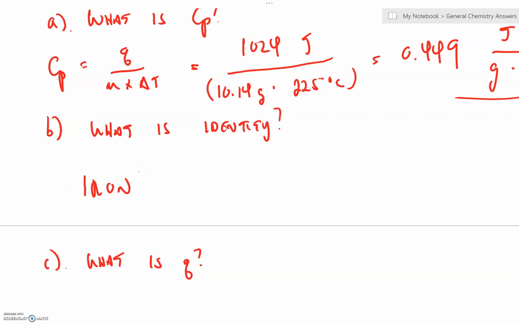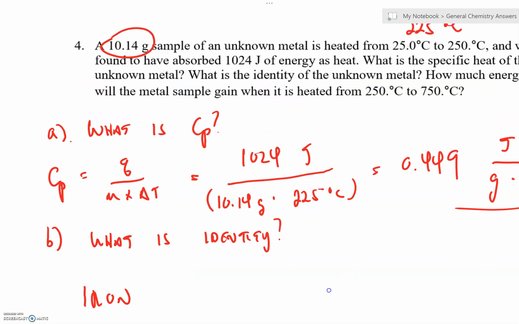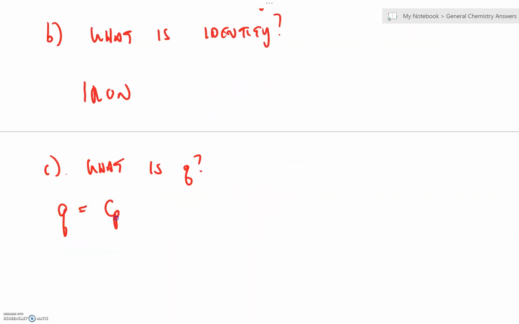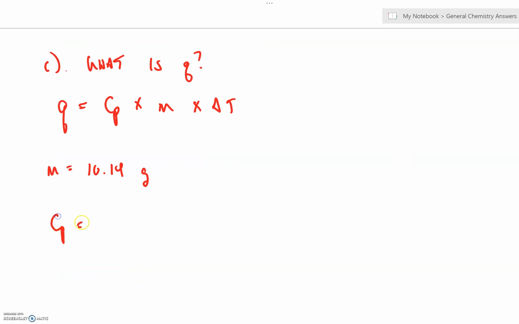And finally, it is asking, what is the Q? The mass hasn't changed, the identity hasn't changed, but we are now going from 250 to 750. That's a change of 500 degrees Celsius. So what is the Q if we go from 250 to 750? Well, our mass hasn't changed. It's still 10.14 grams. We know our specific heat because we just found it. And our delta T, which is 500 degrees Celsius.